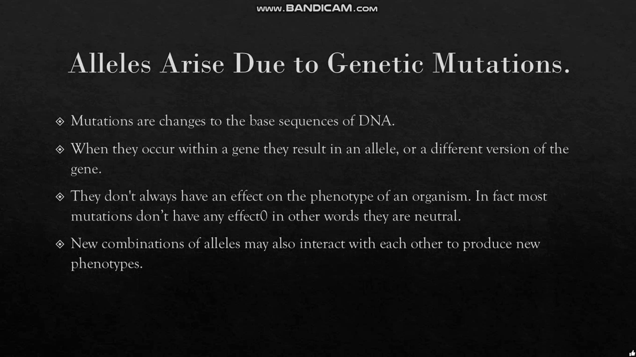Alleles arise due to genetic mutations. Mutations are changes to the base sequences of DNA. When they occur within a gene, they result in an allele for a different version of the gene. They don't always have an effect on the phenotype of an organism. In fact, most mutations don't have any effect. In other words, they are neutral. New combinations of alleles may also interact with each other to produce new phenotypes.